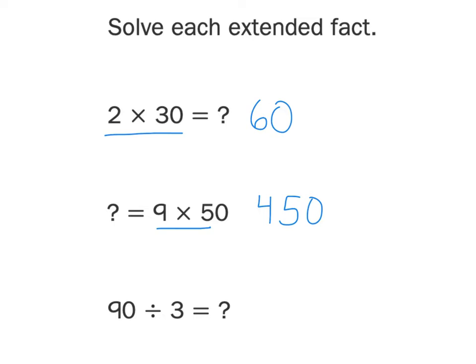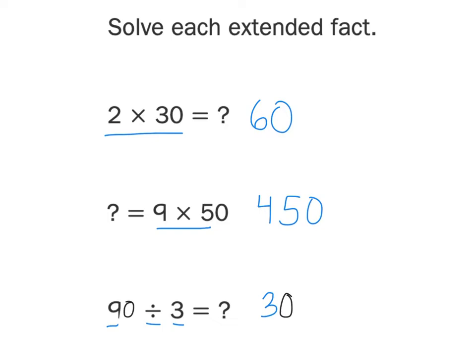So I want you to think backwards. So we're going to cross this 0 off. Do you know 9 divided by 3? You sure do. It's 3. So what would 90 divided by 3 be? 90 divided by 3 should be 30. All right, great job.